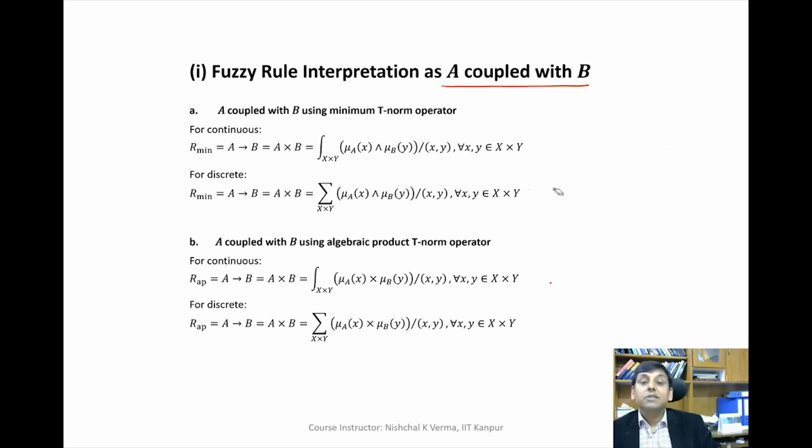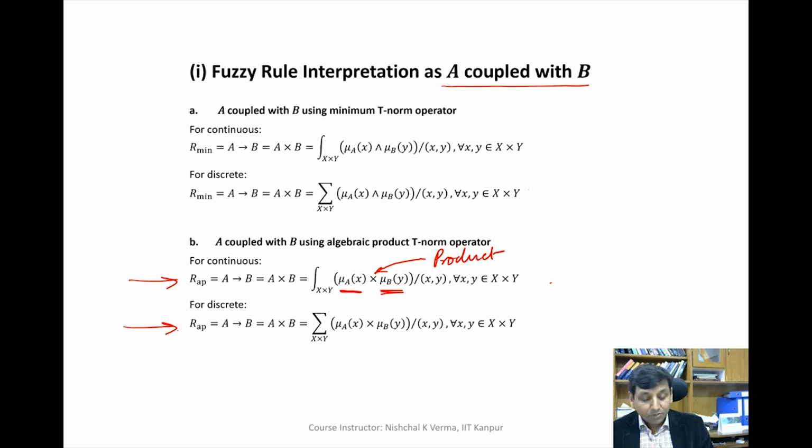And when we have, instead of min as the T norm, the algebraic product T norm. So when we have the algebraic product T norm operator, then instead of taking min, we take the product in between mu A and mu B. You can see here. So mu A of x cross mu B of y. So we take the product in case of the algebraic product T norm operator. And we write this as R AP. You can see here. And similarly for discrete R AP.